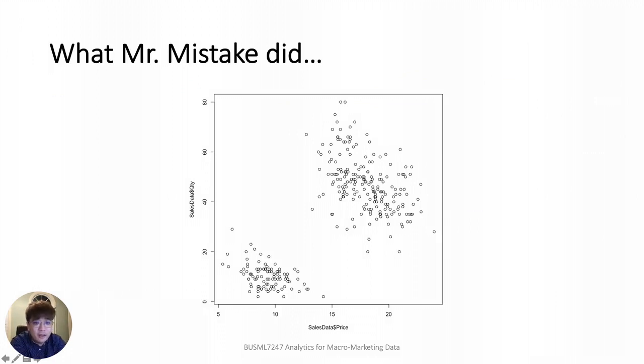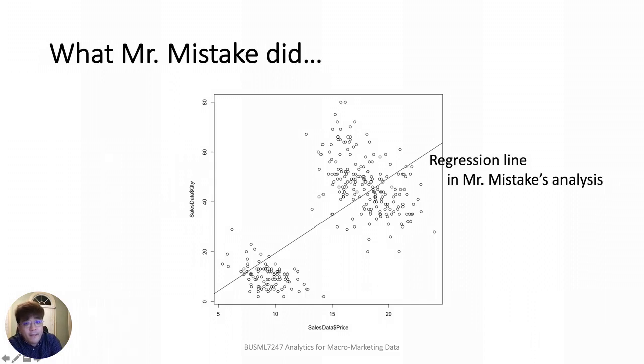Let me graphically illustrate what Mr. Mistake did. This is the scatter plot of price and demand quantity pairs in his data. And this is Mr. Mistake's regression line. Many points are far from the line, but it seems that the line goes through the middle of the data points.